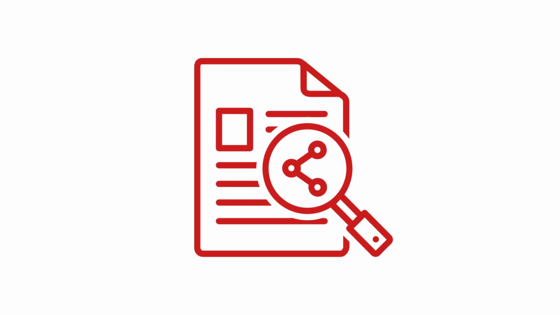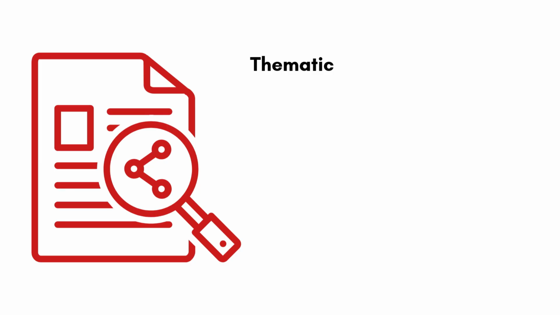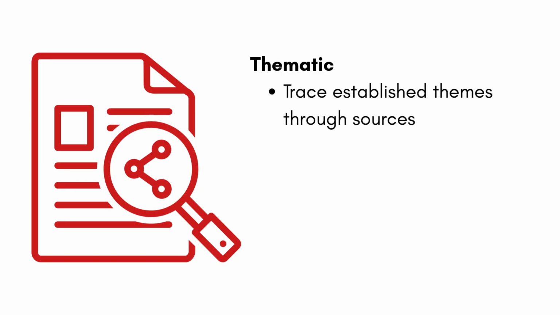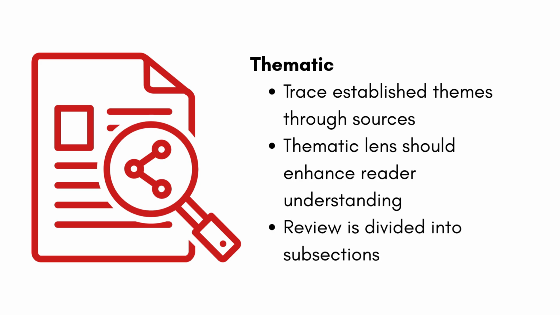In many cases, the most effective method of organization will be by theme. In this method, you will trace themes you've established through your sources, exploring how and where they show up and interact. The thematic lens through which you analyze your research should work as a tool to enhance readers' understanding of your topic. When using this method to organize, your literature review can be divided into subsections that explore how your sources address the different themes related to your topic.